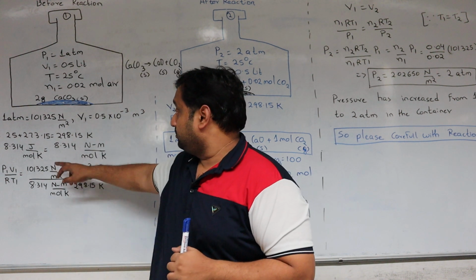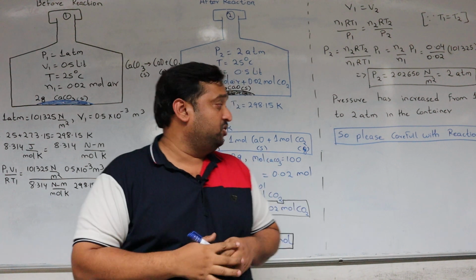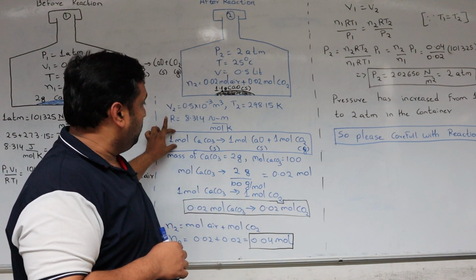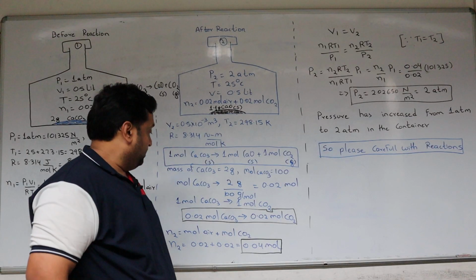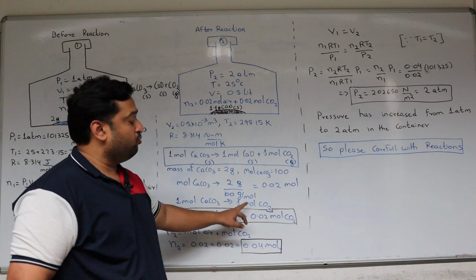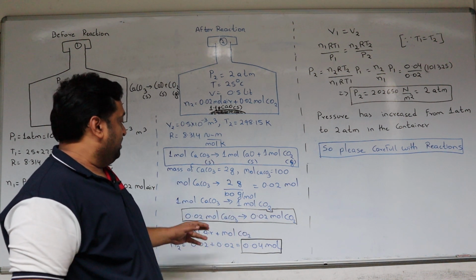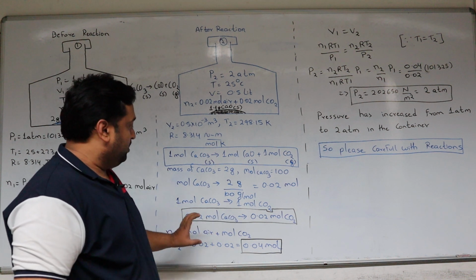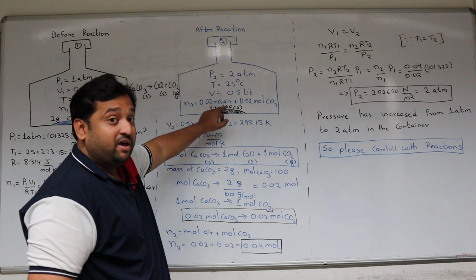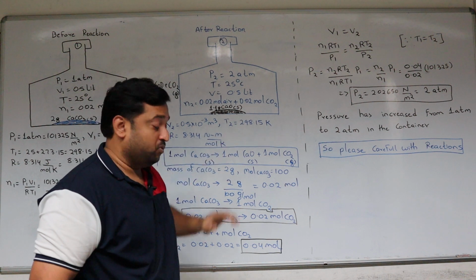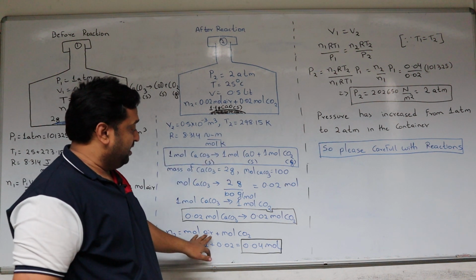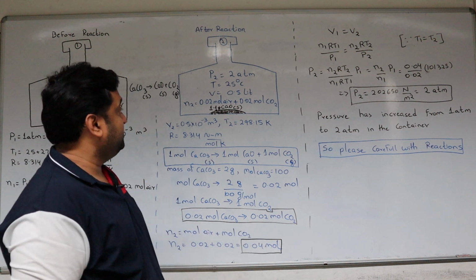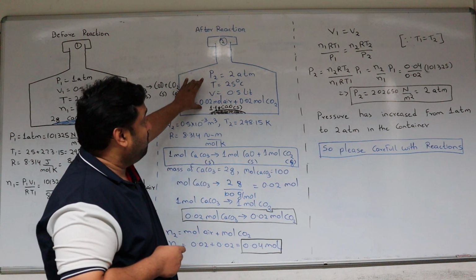That means 2 grams of calcium carbonate will be equal to 0.02 moles of CaCO3. I know from this reaction 1 mole of CaCO3 gives rise to 1 mole of CO2. Then 0.02 mole of CaCO3 will produce 0.02 mole of CO2. Earlier it was only air, that is 0.02 moles of air. Now it has been added to by another 0.02 moles of CO2. Then what is my total moles? That is moles of air plus moles of CO2, 0.02 plus 0.02 is equal to 0.04 moles. That means in total, after the reaction, the moles have doubled.